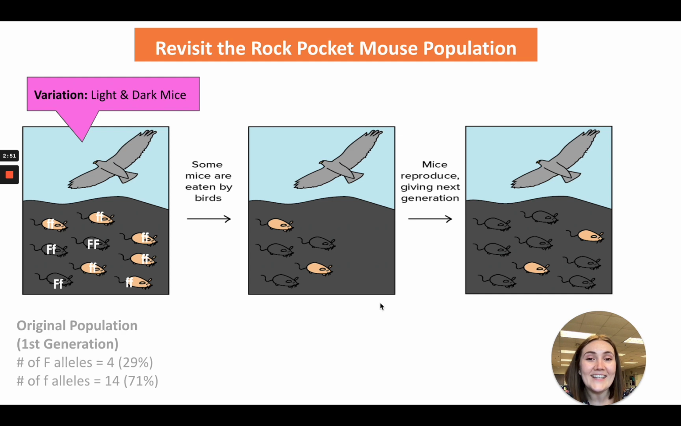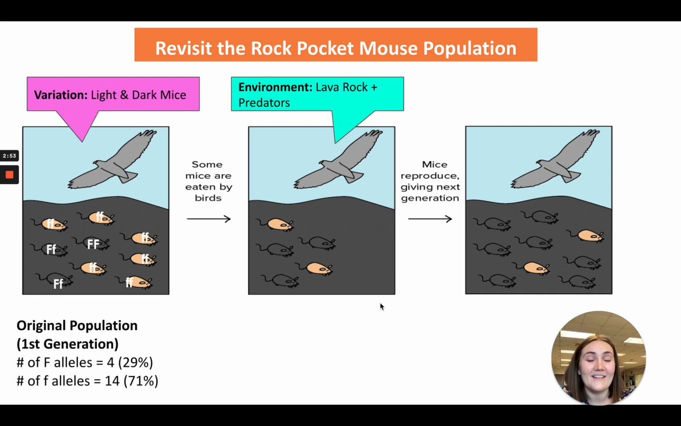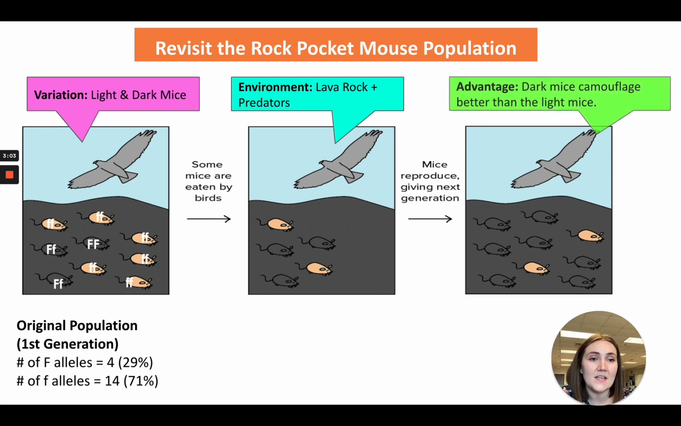The letter E stands for the lava rock. Remember, lava rock has now made this entire environment very dark. We also have some predators above that are hunting for mice. And as a result, what we're noticing is that the dark mice can camouflage better than the light mice. So that is the advantage. The light mice are now becoming lunch or dinner because they are unable to camouflage with the lava rock that is beneath them.